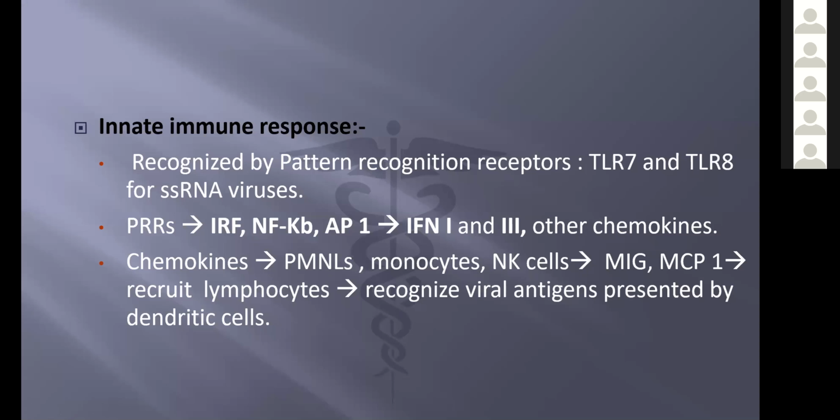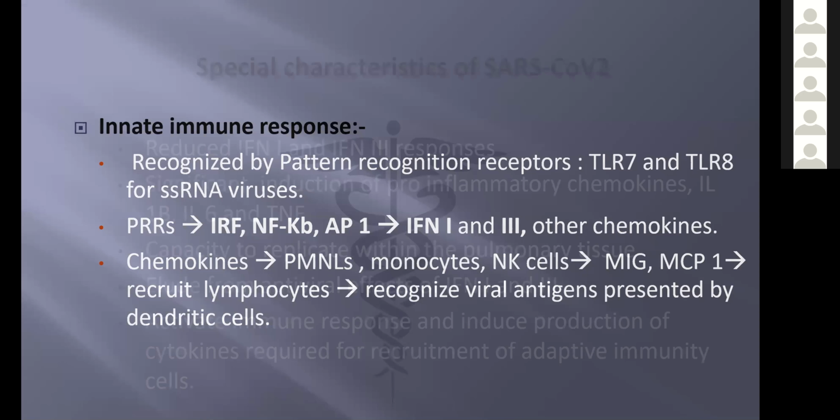These chemokines attract other innate immune cells like polymorphonuclear leukocytes, monocytes, and NK cells, and these cells further produce chemokines like MIC, MIG, and MCP1. These chemokines recruit lymphocytes, which recognize viral antigens presented by the dendritic cells.